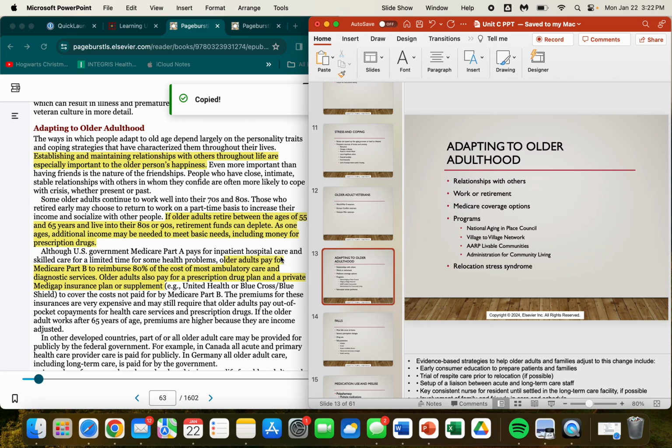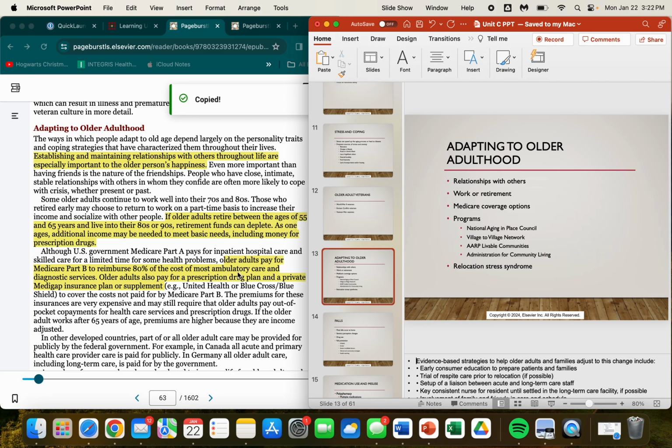And then another thing we need to consider when we talk about our elders is just in general what kind of coverage they have as far as insurance. A lot of times this can impact the cost of their prescription drugs.